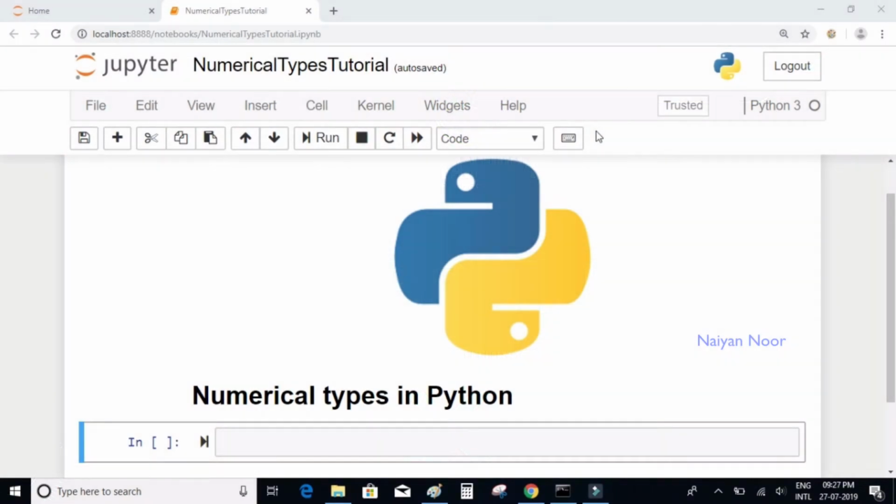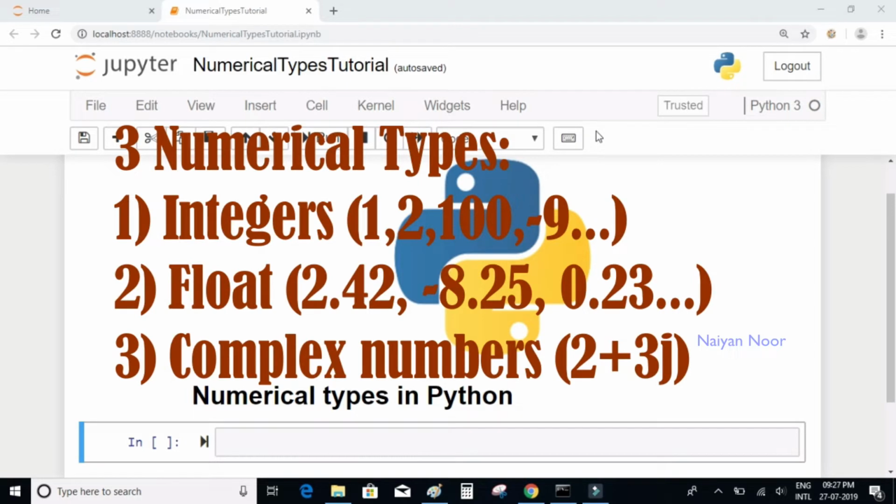So let us have a look at the numerical types in Python. In Python there are basically three distinct numeric types, which are integers, floating point numbers, and complex numbers.